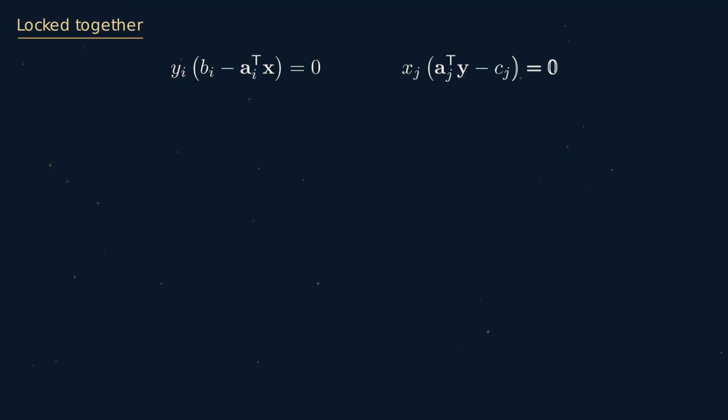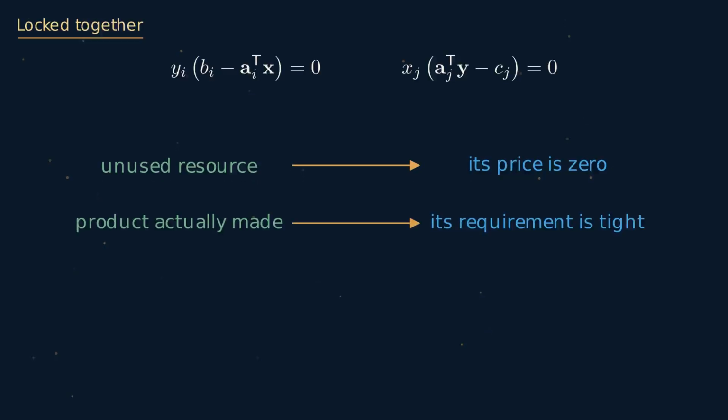Equal values are only half the story. The two solutions themselves are wired to each other, pair by pair, and these two products say how. In plain language, if a resource is left over, it is worthless at the margin, so its price must be 0. And if a product is worth making at all, its price tag is exactly tight, it earns precisely what it consumes. Notice you can never have slack on both sides of a pair. One of the two is always 0.